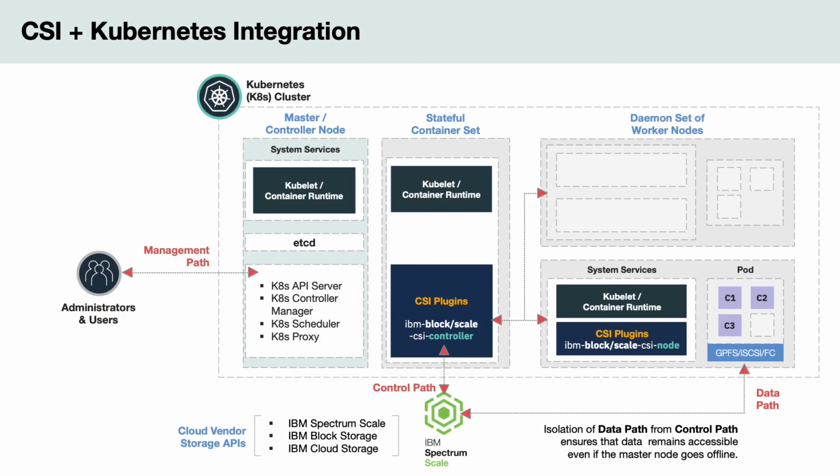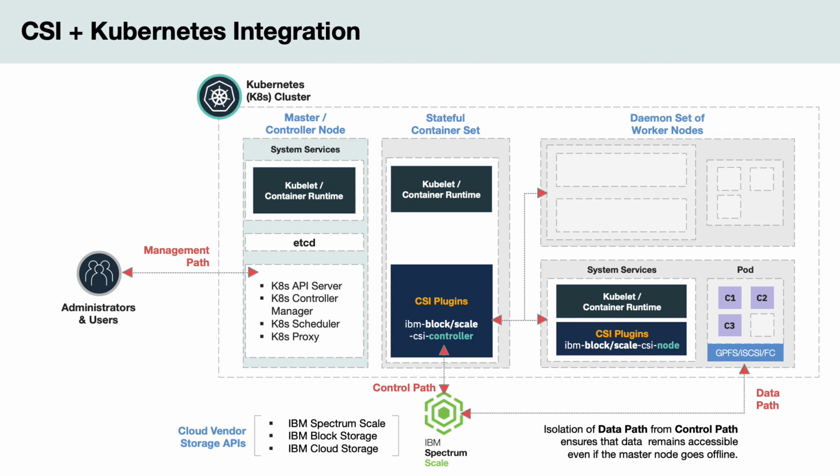The following chart depicts the integration between CSI drivers and the Kubernetes K8s cluster. Note that the administrators and users interact directly with the master controller node via a management path, and do not in fact interact directly with the daemon set of worker nodes.